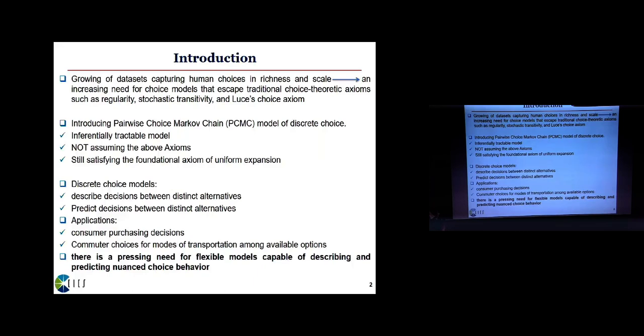So these discrete choice models describe and predict the decisions between distinct alternatives, and the applications are consumer purchasing decisions and commuter choices of modes of transportation among available options. So there is a pressing need for a flexible model capable of describing and predicting choice behaviors.